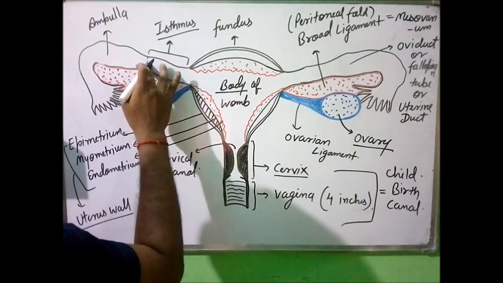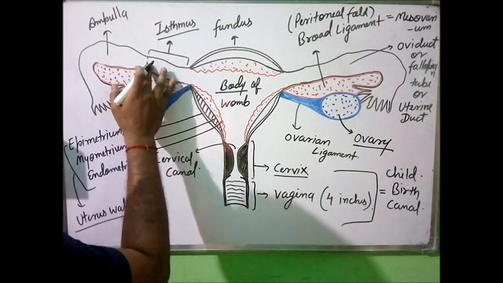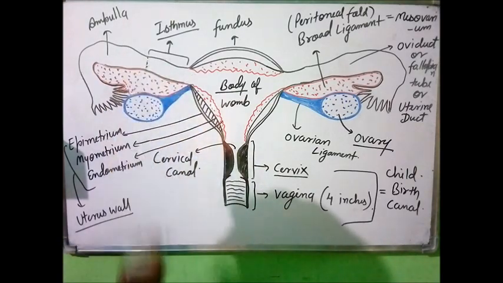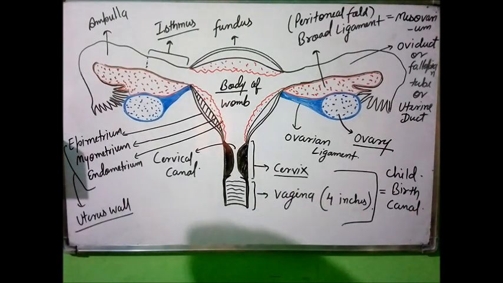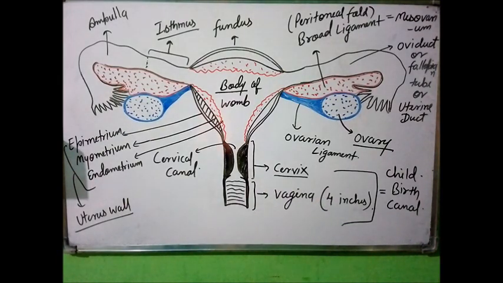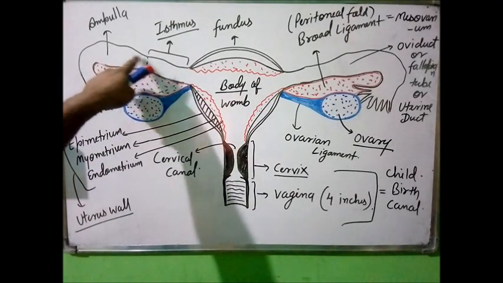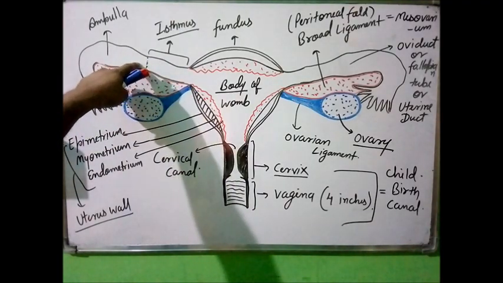So what is this boundary? This boundary is the junction between the ampulla and isthmus, which is called the isthmic ampullary junction, and this is actually the site of fertilization. It is quite a common question where fertilization takes place inside the female body. Fertilization takes place inside the fallopian tube, and inside the fallopian tube it naturally happens at the junction of the ampulla and isthmus, that is the isthmic ampullary junction.